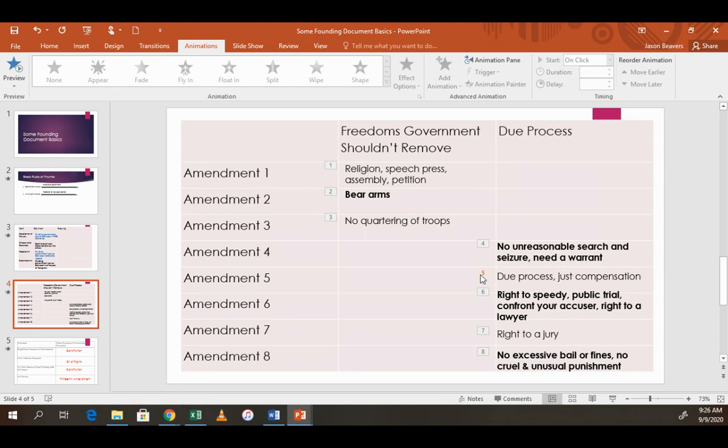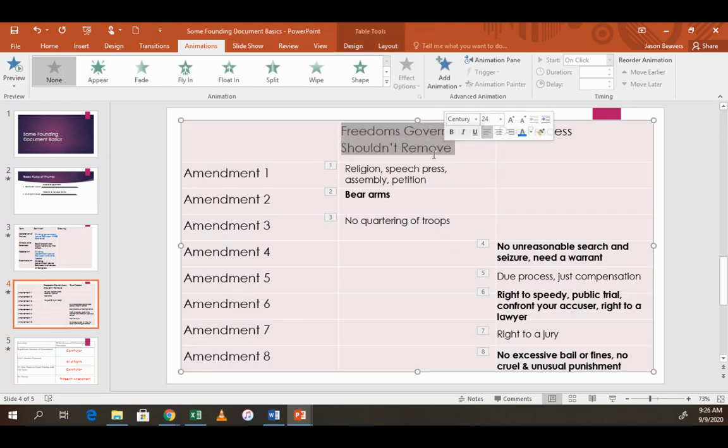Something to add here, so that you can understand a distinction in the rights, is that there are some rights that the government shouldn't be able to take ever. And then there's also due process. Let me get to that in a second. Governments should never be able to take the following things.